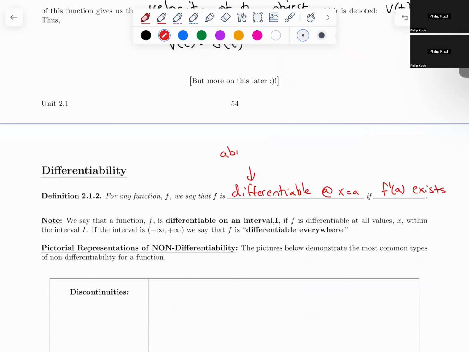how do you spell abbreviation? There you go.